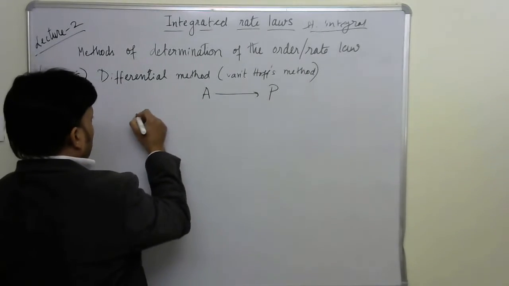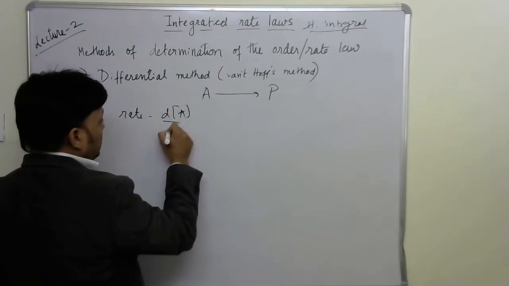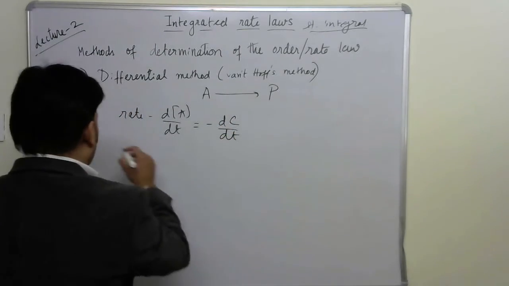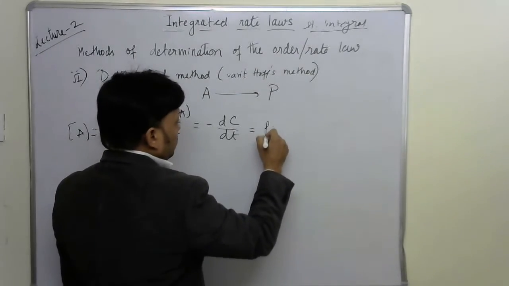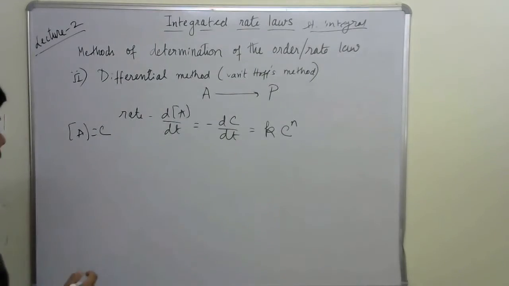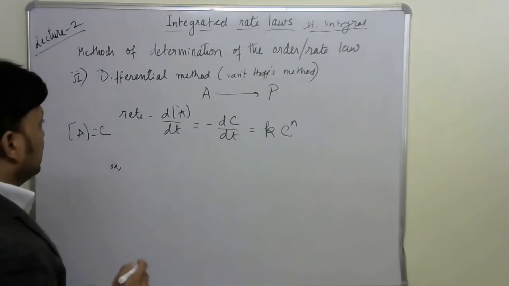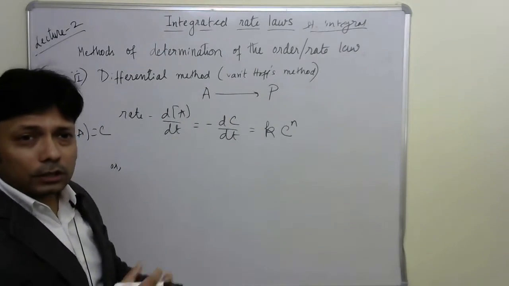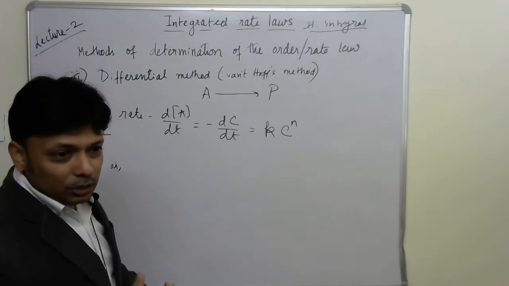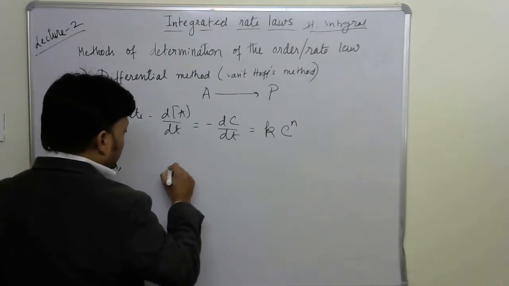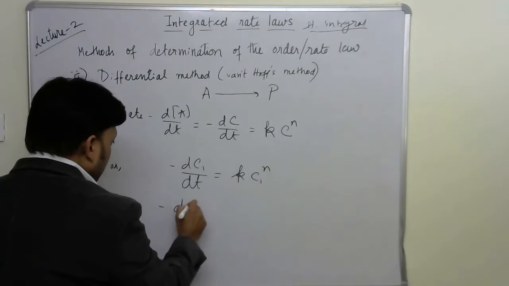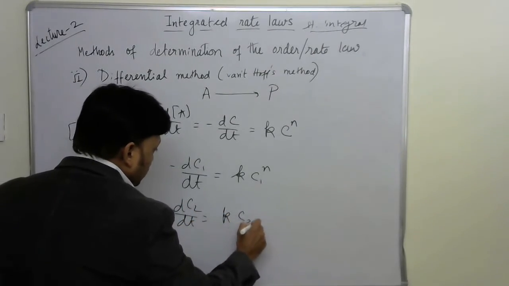So here the rate, that is minus dA/dt, the rate of disappearance of the reactant, we can represent as minus dC/dt, where A is equal to C, is equal to the rate constant multiplied by C to the power n. And this n is unknown, because we don't know what n is. We are going to determine the value of n. So here what we do is run the reaction with two different initial concentrations, some initial concentration C1 and some initial concentration C2. If we do so, then we can write the above equation as minus dC1/dt is equal to k C1 to the power n, and also minus dC2/dt is equal to k C2 to the power n.